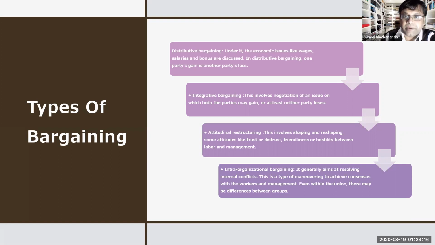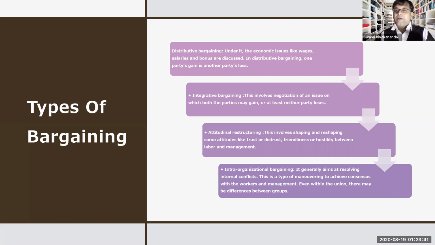What is distributive bargaining? Under it, economic issues like wages, salaries, and bonus are discussed. Okay. In distributive bargaining, one party gains and another party loses. There is a win-lose situation. Say, for example, we are discussing wages and the employees are demanding a raise in pay by 10%, and the employers don't want to give more than 5%.